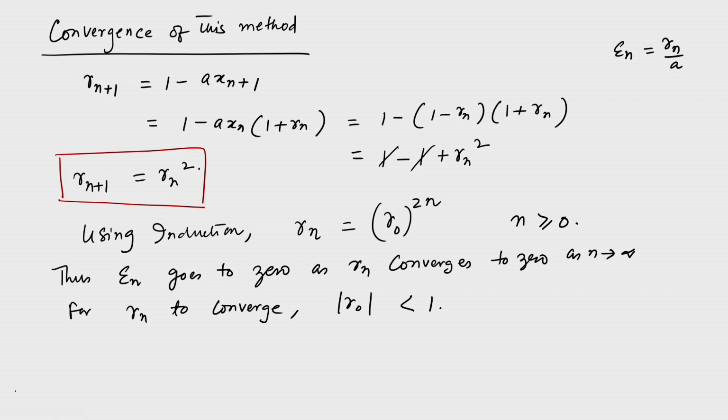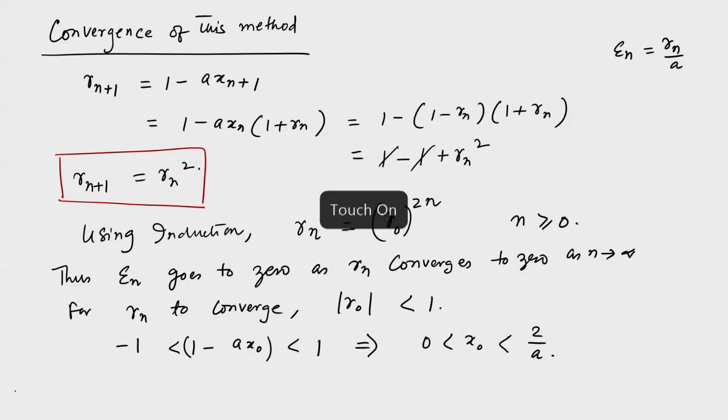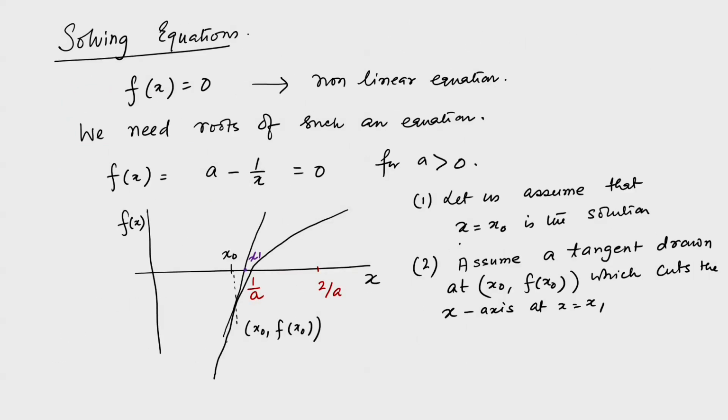Let us go through one more step and then it will be clearer to you. So, minus 1 less than 1 minus Ax0 less than 1. So, you see this R0, because the definition of R0 is 1 minus Ax0. So, 1 minus Ax0 should lie between minus 1 and plus 1 for the convergence to occur. So, this of course gives the condition that 0 is less than x0 is less than 2 by A.